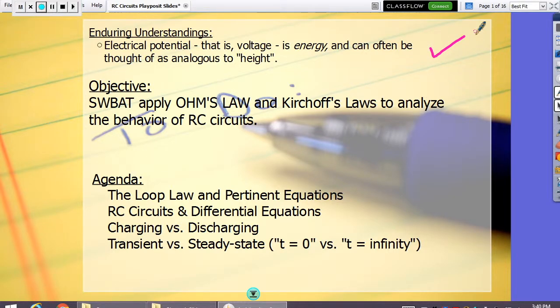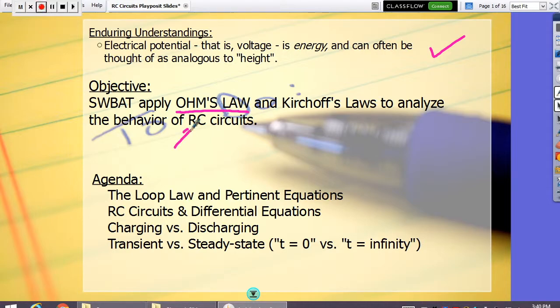All right, so today, welcome to our RC Circuits Play Posit. This is going to prepare us for our lab tomorrow. So today we're going to be applying Ohm's law and some Kirchhoff's laws, as well as a little bit of differential equations to analyze the behavior of an RC circuit.